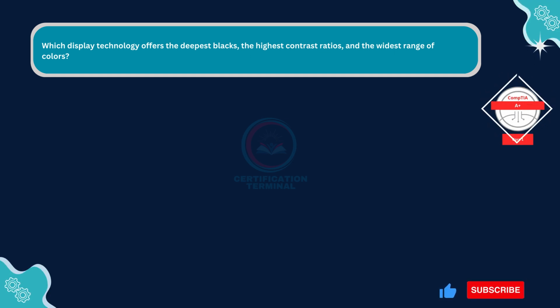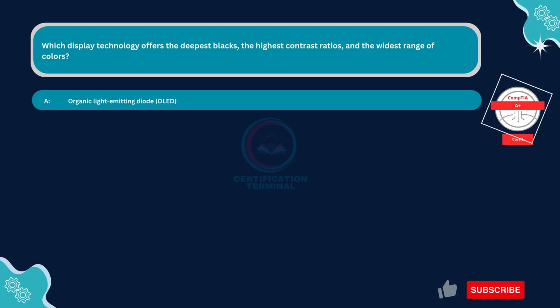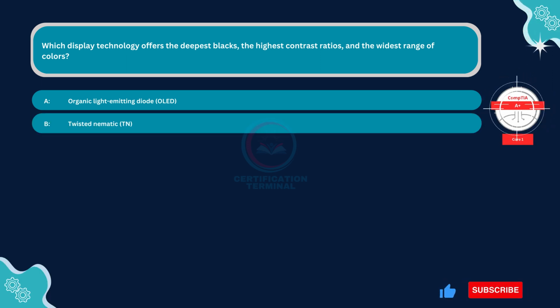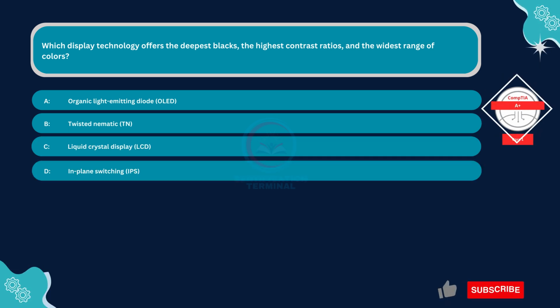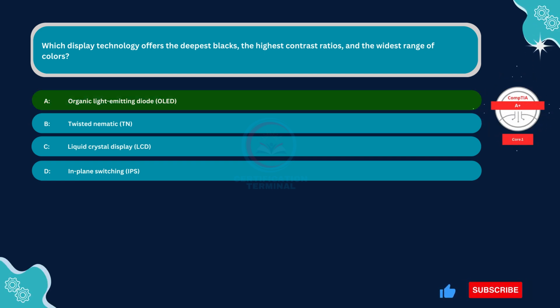Next question. Which display technology offers the deepest blacks, the highest contrast ratios, and the widest range of colors? Option A, organic light emitting diode. Option B, twisted pneumatic. Option C, liquid crystal display. Option D, in plane switching. The correct answer is Option A, organic light emitting diode.